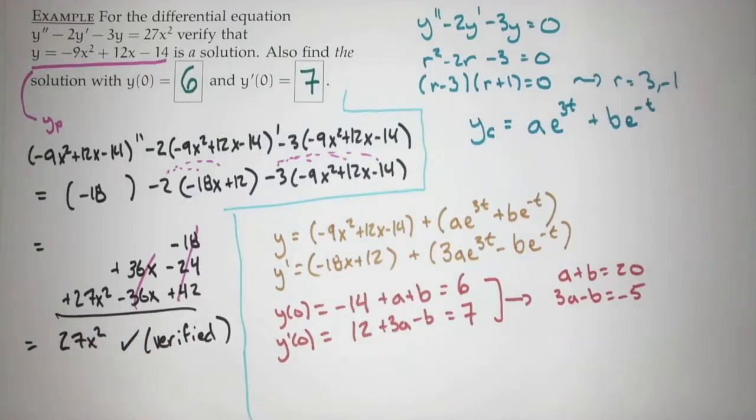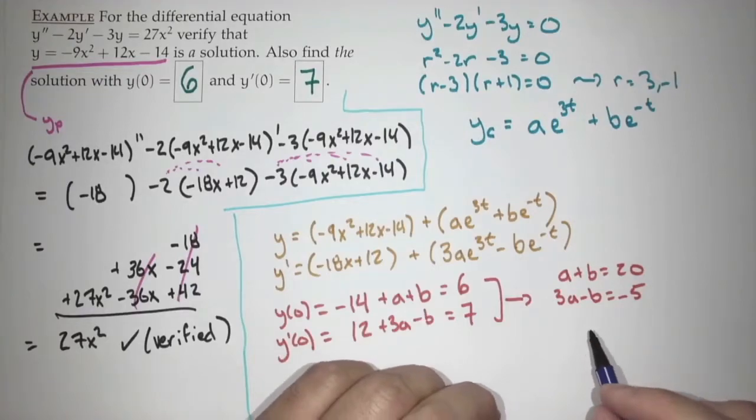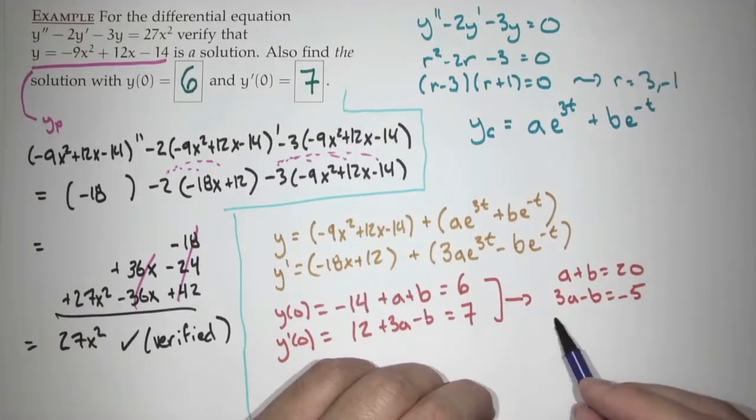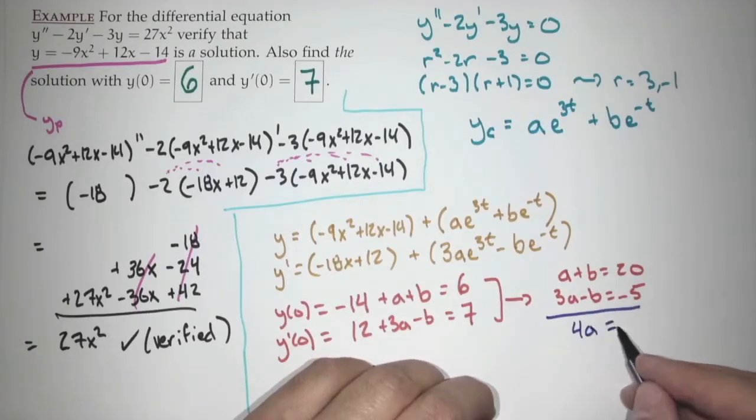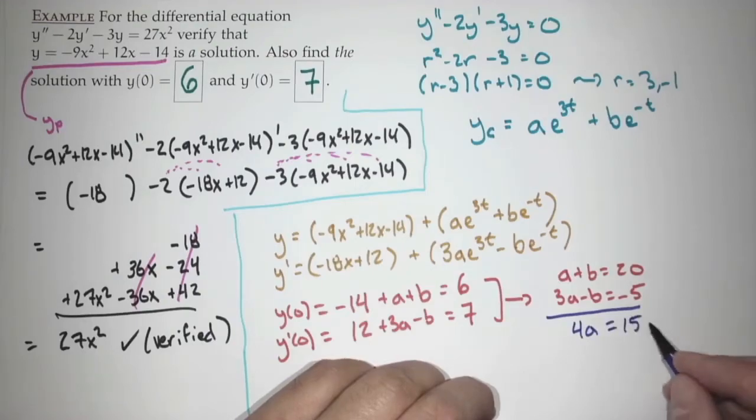Okay, 2 equations, 2 unknowns. This is our bread and butter. We got to get good at this. What can we do to help us solve? Eliminate a variable. How can we do a quick elimination? Add the left-hand sides together. What comes out on the right-hand side? 4a equals 15. So that was pretty quick. What is a? 15 over 4.